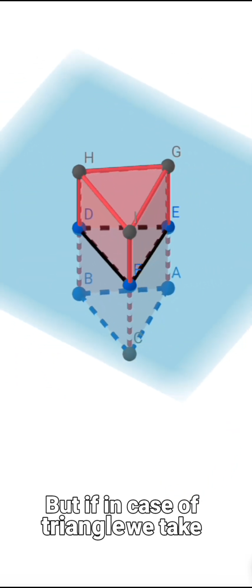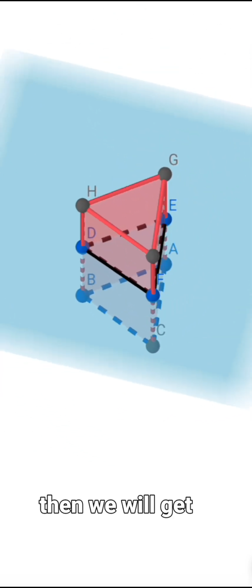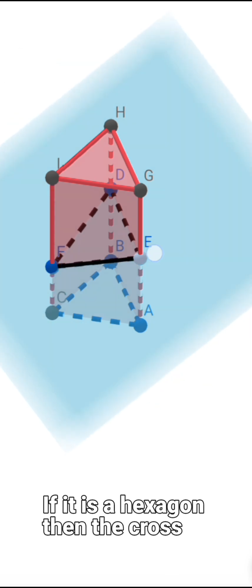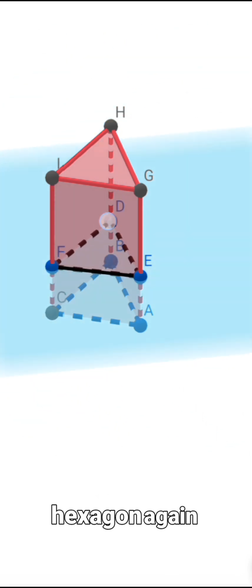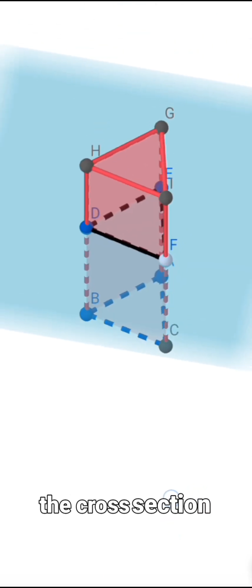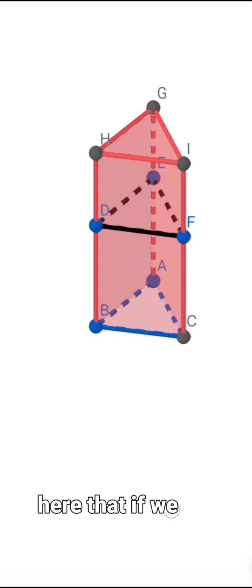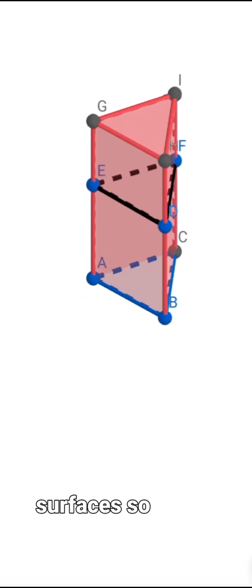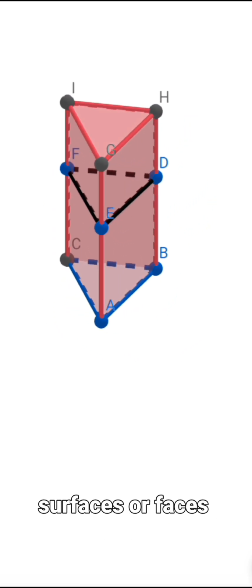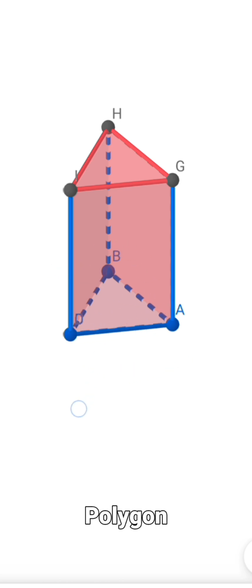But if in place of a triangle we take another polygon, let's say a square, then we will get the cross-section as a square. If it is a hexagon, then the cross-section would be a hexagon again. So in general we can conclude that the cross-section of the prism is exactly the same as the base. One more thing you should notice here, that the number of vertical surfaces or faces is also the same as the number of sides of the polygon.